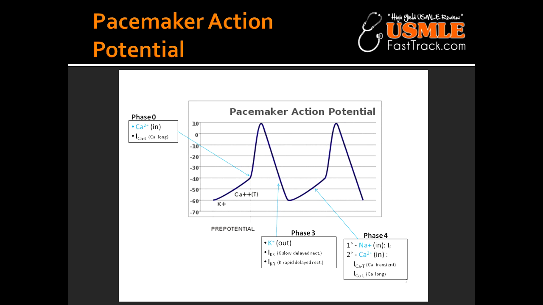The reason there is no phase 2 is because there is no plateau in pacemaker action potential. In phase 3, there is an efflux of potassium in both ventricular action potential as well as in pacemaker action potential. And finally, in phase 4, there is a slow diastolic depolarization in the pacemaker action potential, and this happens due to an increase in sodium conductance, which is much different than what happens in phase 4 of the ventricular action potential, which is the resting potential.